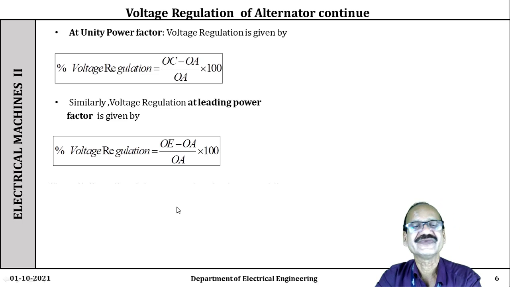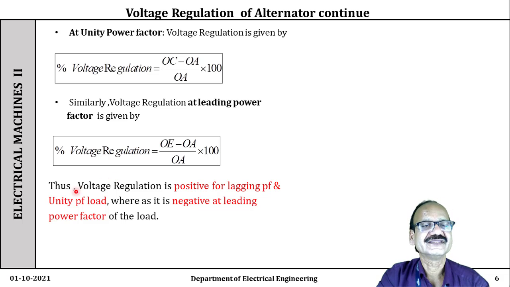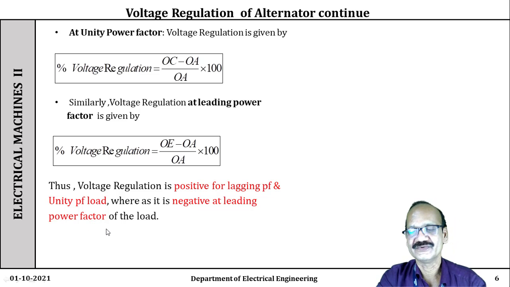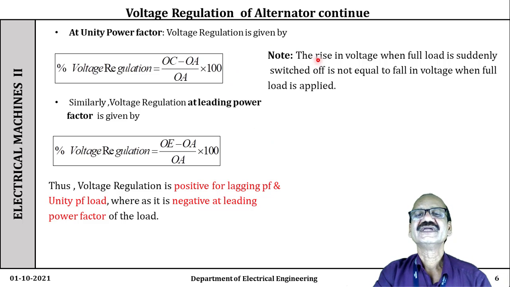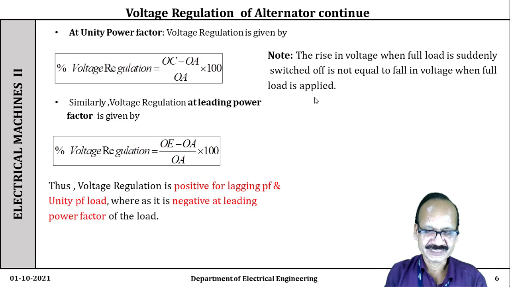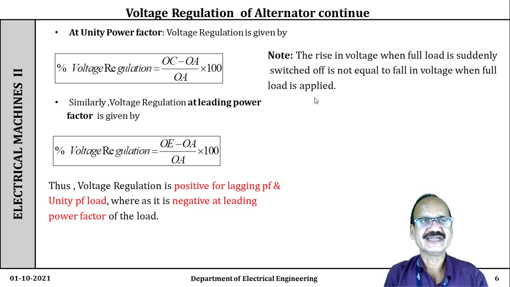Okay, so in this way, the voltage regulation is positive for lagging power factor as well as unity power factor, whereas it is negative at a leading power factor of the load. But remember one important note: the rise in voltage when full load is suddenly switched off is not equal to the fall in voltage when full load is applied. Remember these things, and in this way we have obtained how the alternator terminal voltage decreases when it is loaded, the theory and definition of voltage regulation, and regulation at three power factors, that is lagging power factor, unity power factor, and leading power factor.